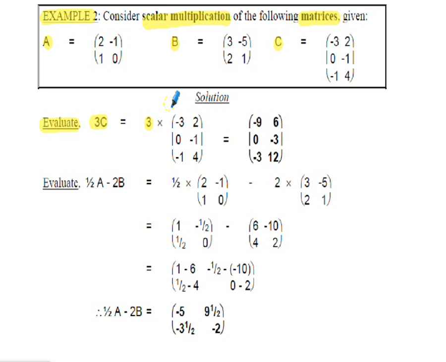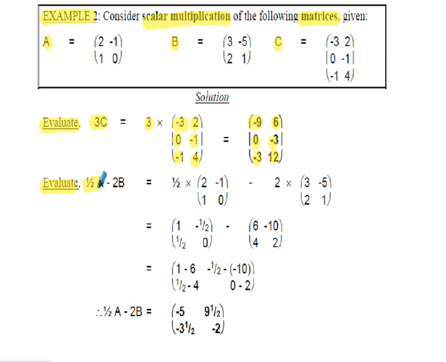So all we do now is multiply each of the elements in matrix C by 3. So in other words, the first element, first row, first column is negative 3, multiplied by 3 is negative 9. First row, second column element is 2, so 2 multiplied by 3 is 6. And so the process is repeated for the second row. 0 multiplied by 3 is 0, negative 1 multiplied by 3 is negative 3, and for the final row, negative 1 multiplied by 3 is negative 3, and 4 multiplied by 3 is 12. So we have our solution to 3C.